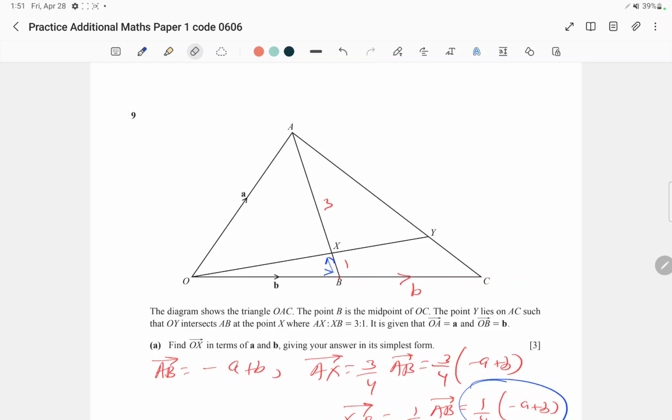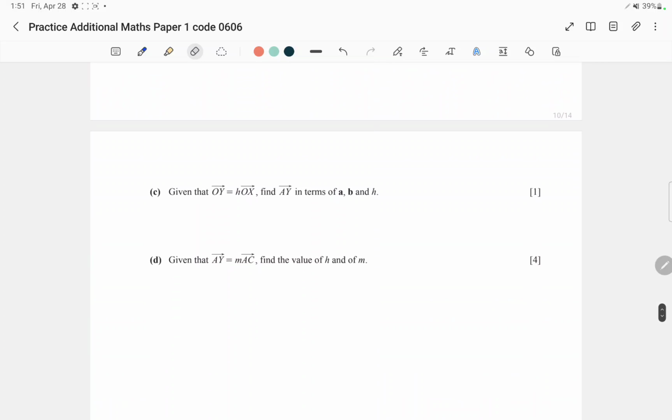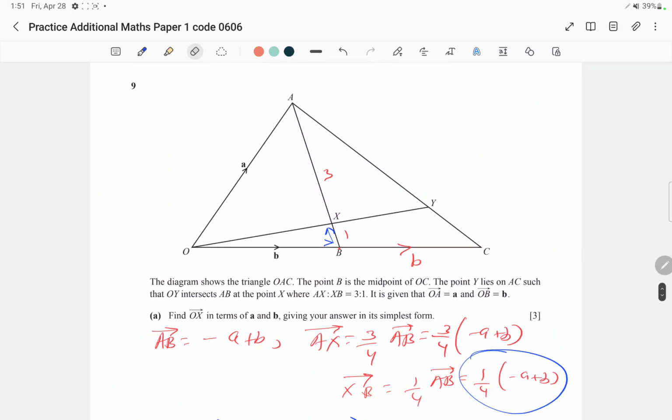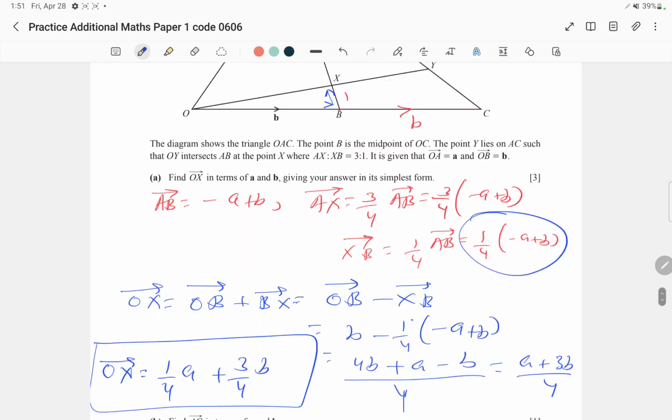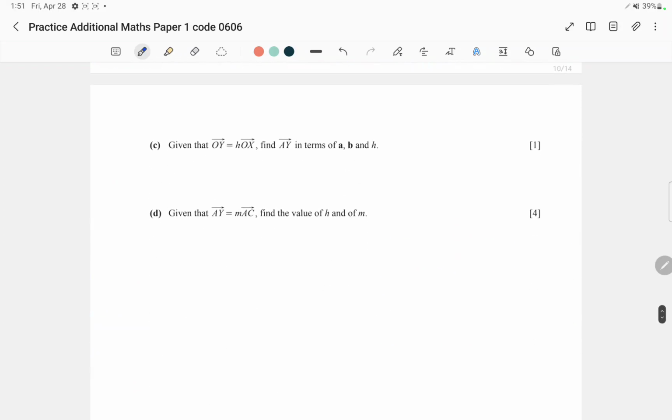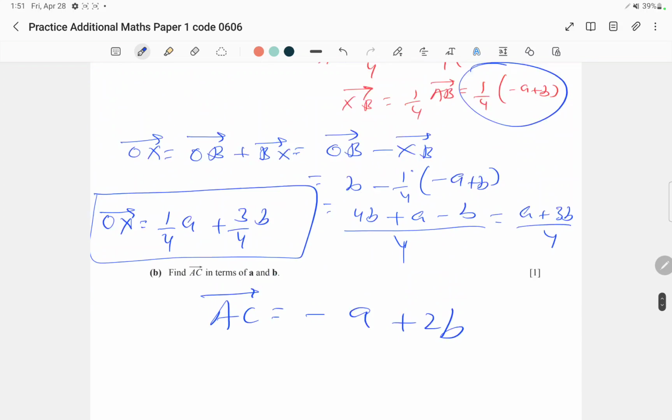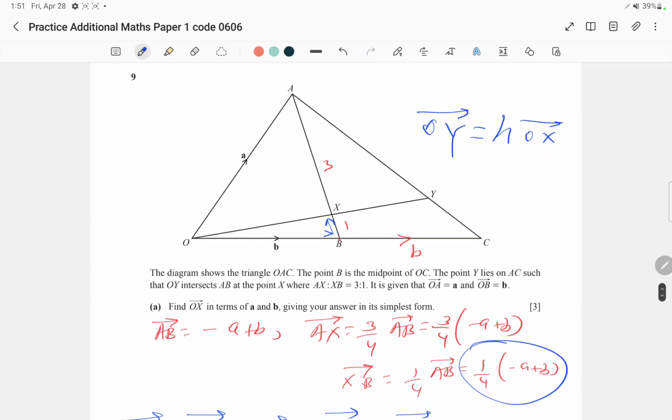OY is H times OX. Oh, that's fine. Here it's written OY is H times OX. Okay, then find AY.